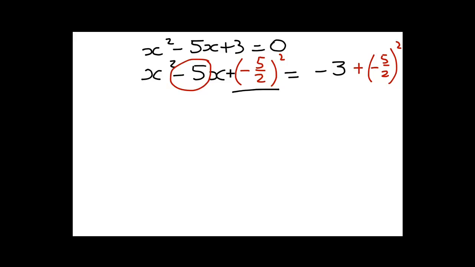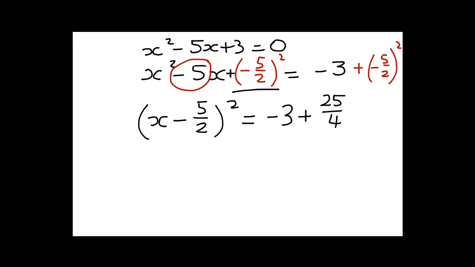Alright, so let's tidy this up. Now, the left-hand side becomes (x minus 5 on 2) all squared, and the right hand side becomes minus 3 plus 25 on 4.